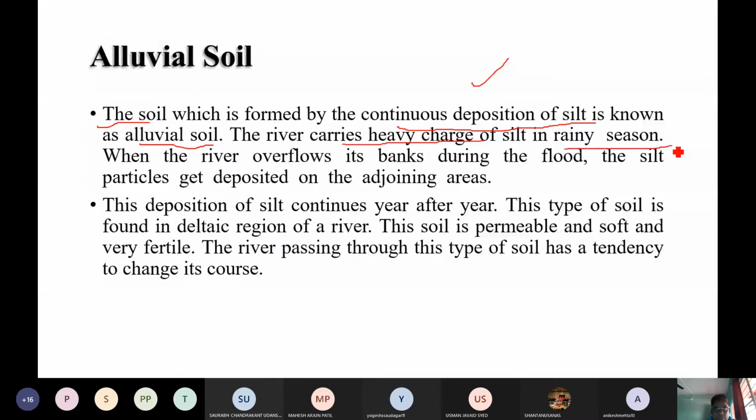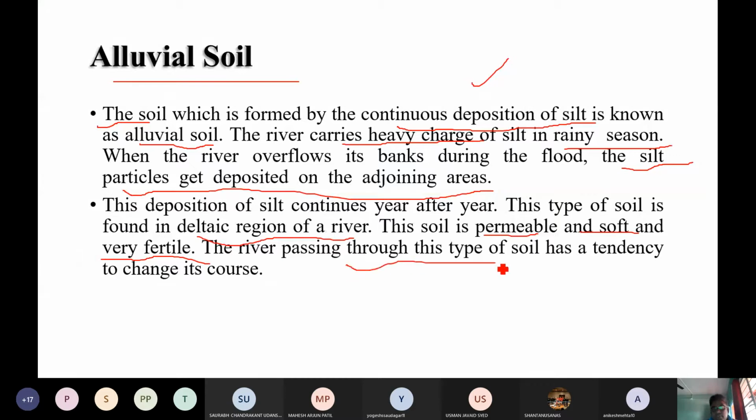particularly in the rainy seasons, in the monsoons. When the river overflows its banks during the flood, silt particles get deposited on the adjoining area. So this deposition of silt occurs continuously year by year. This type of soil is found particularly in the deltaic region of the river, in Marathi called Tribhuj Pradesh. This soil is permeable, that is the characteristic of alluvial soil. This soil is permeable, soft, and very fertile.